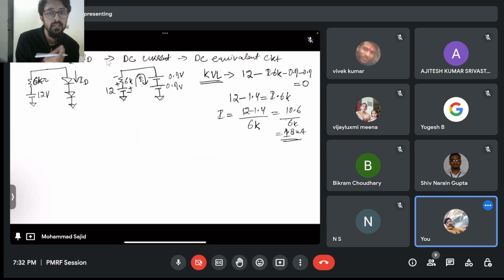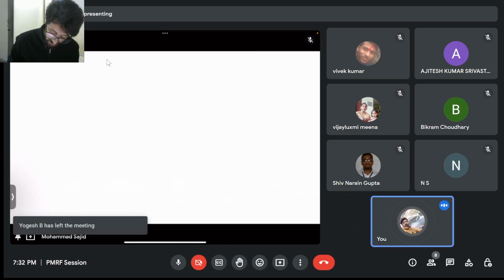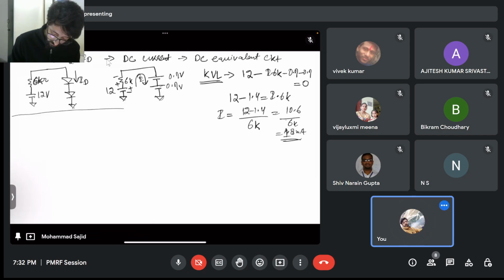So this is the current that flows through the diode. It is a DC component, right? Next you have to find the DC output voltage. If we treat the diodes as simple batteries, can anybody directly say what the output voltage will be here?